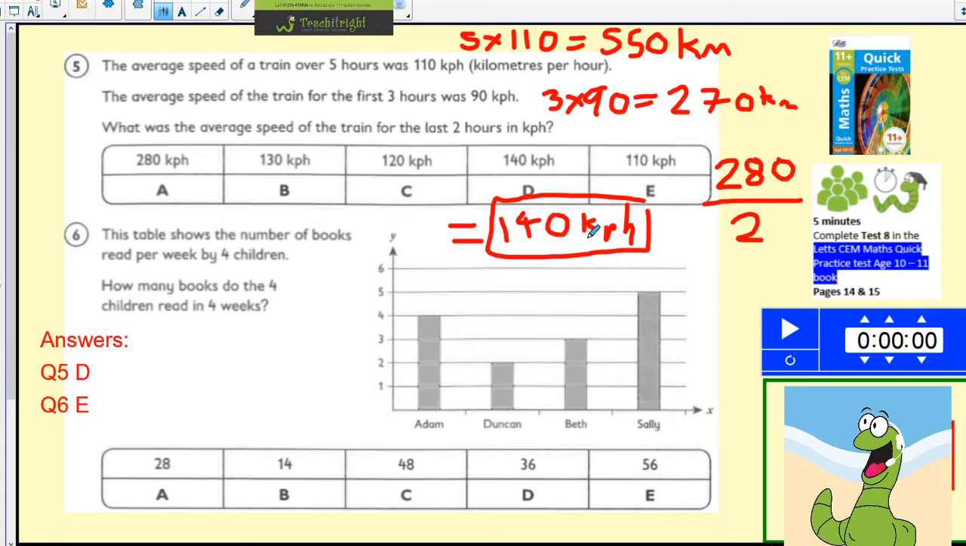Question 6. The table shows the number of books read per week by 4 children. How many books do the 4 children read in 4 weeks?